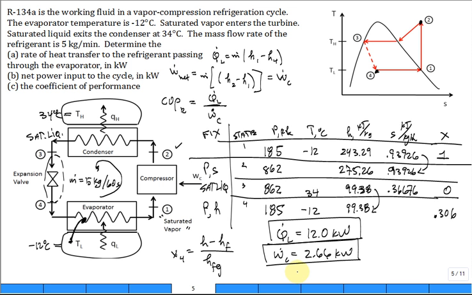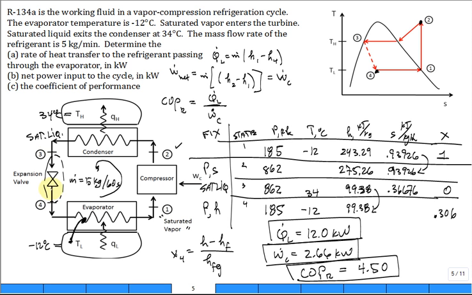And then the coefficient of performance for the refrigeration, now it's not Carnot, comes in at 4.50, which, what was our coefficient of performance before? 5.68, so it's lower because of the irreversibilities.